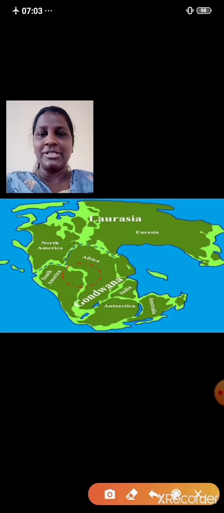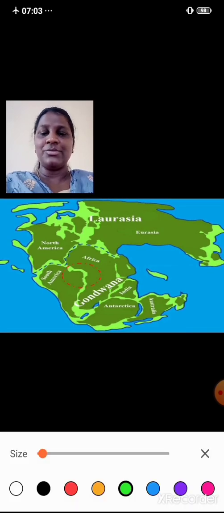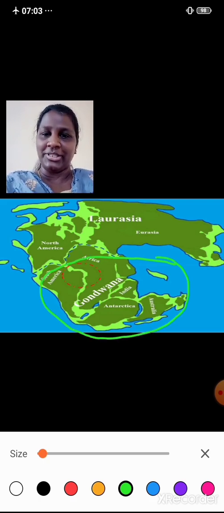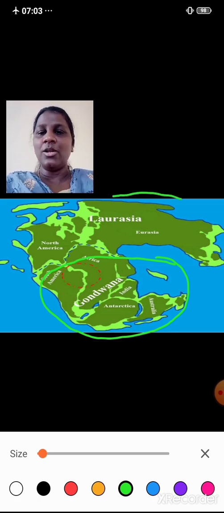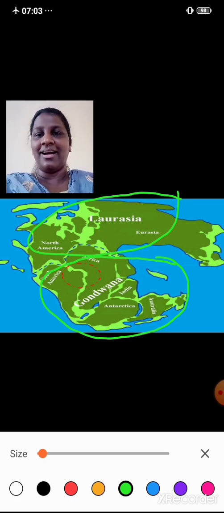Now here if you see, students, it's very clear. Gondwana lies to the southern part of Pangaea. And what is there in the northern part? You can see Laurasia over here, right? Laurasia is also called as Angara. So Gondwana towards the southern part of Pangaea and Laurasia, that is Angara, towards the northern part. I hope I'm clear.